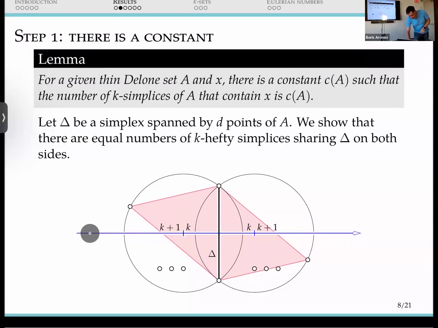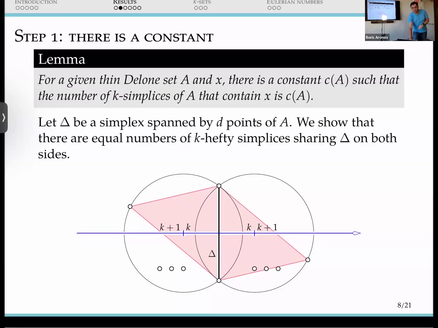Well, I consider the perpendicular bisector, that line is the perpendicular bisector, and I force the center to travel across the perpendicular bisector. For every point, I write down how many points of the set I have inside. That information allows me to say when I have k-hefty simplices on the left and on the right. When I travel from here to the right, the part of the sphere to the left of my simplex delta actually shrinks. So if the number changes from k plus 1 to k, that means I go through a point and there are exactly k points inside the circumsphere here. So when I travel from k plus 1 to k, I pass through a k-hefty simplex that is on the left. Similarly, when I go from k to k plus 1, I encounter a k-hefty simplex on the right.